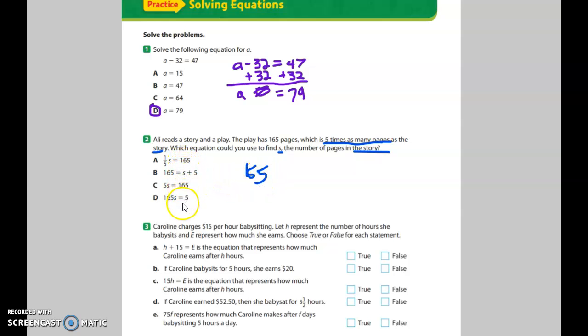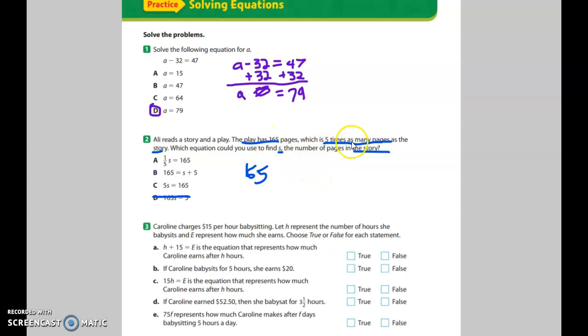And so I'm looking at all these to see if I can get rid of any of them. This one I can get rid of because it has the variable on the wrong side. No others have the variable on the wrong side. So we already eliminated D because 165 is not attached to the story. It's actually attached to the play, right? The play has 165, not the story. So we know that the variable shouldn't go with the 165 because our variable is about the story, not the play.